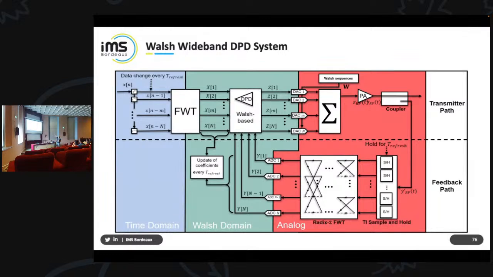But what you have there, we convert to Walsh on the left, we convert to Walsh on the right, and this is what you have here in the Walsh domain. So here you have X, Z, Y. This is the compensation, with the update of coefficients. This is the correction. The DPD is exactly there.